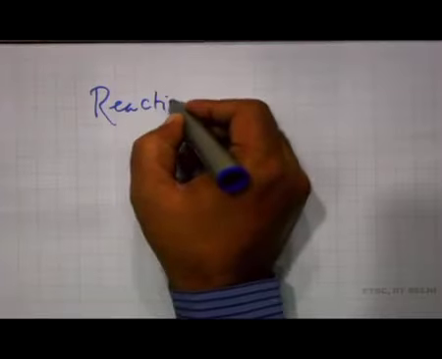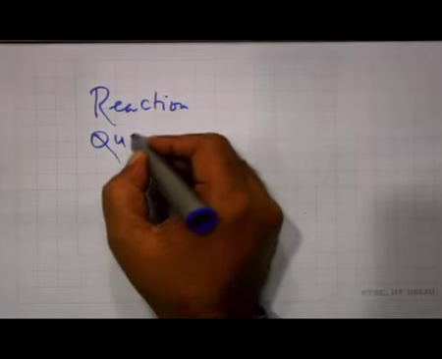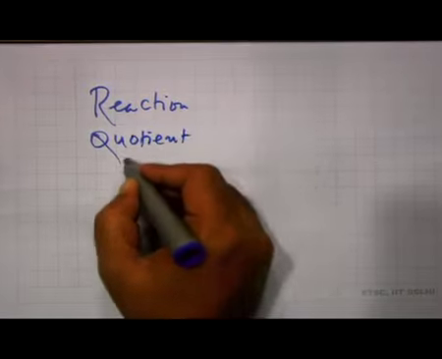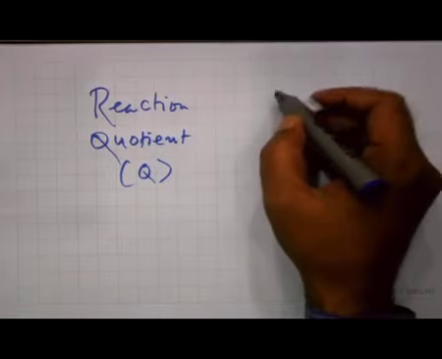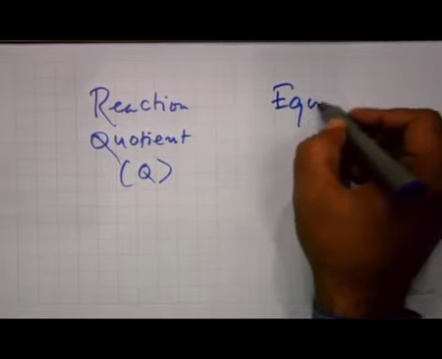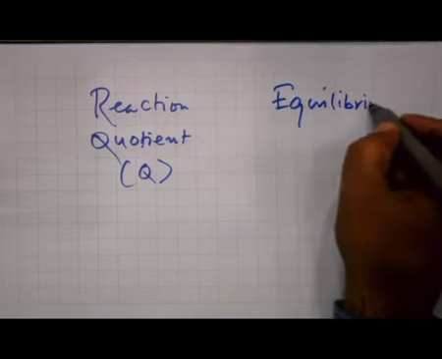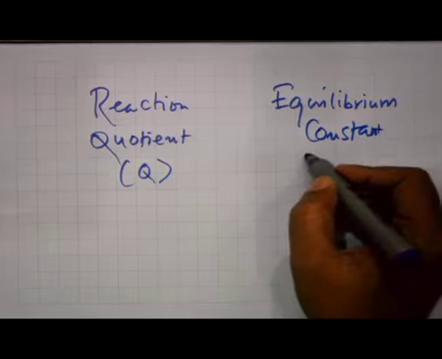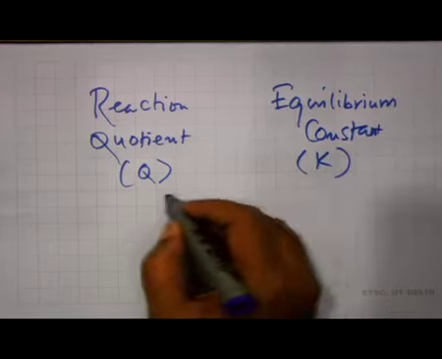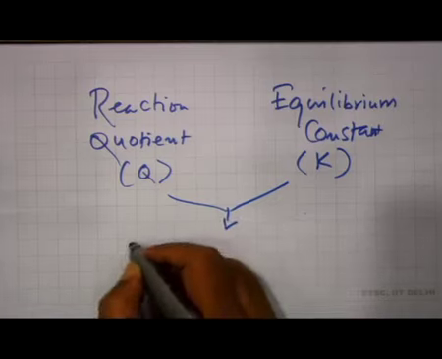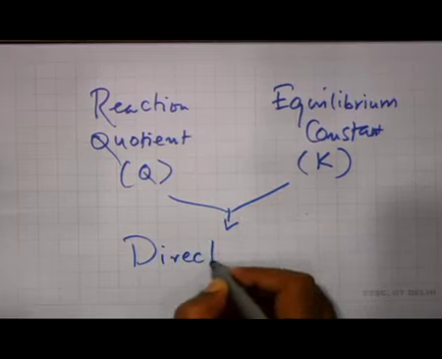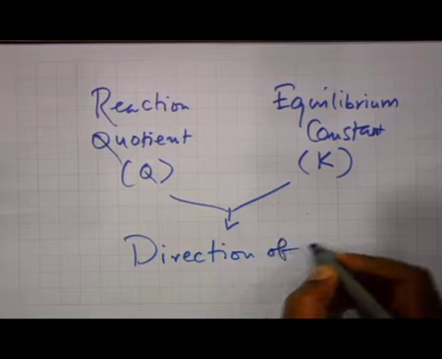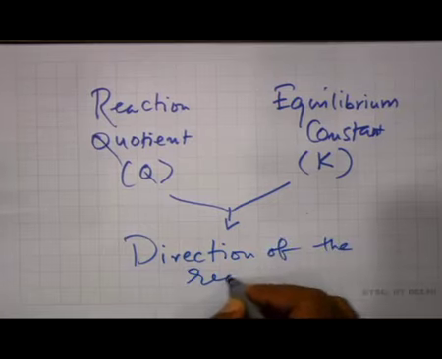So, the reaction quotient Q and the equilibrium constant K can be used to know the direction of the reaction.